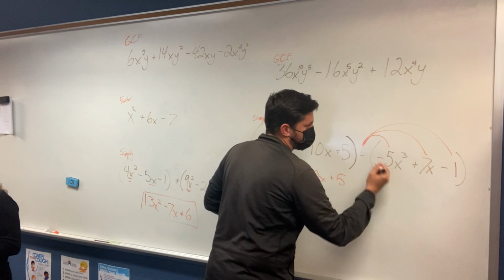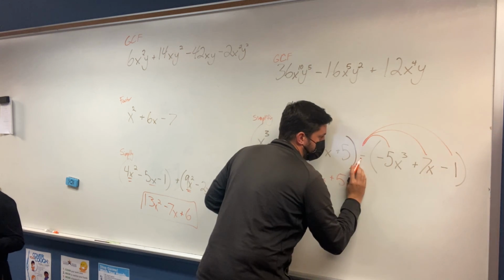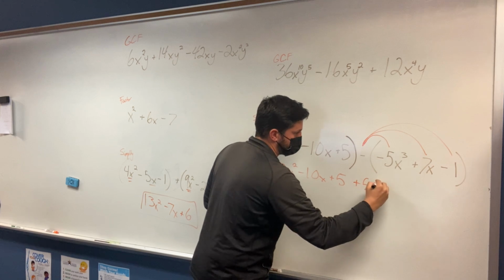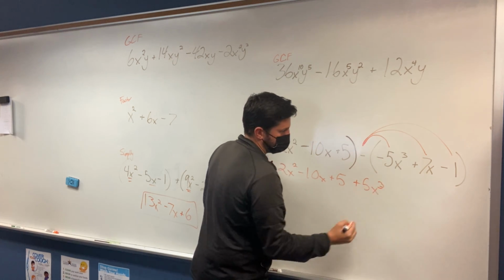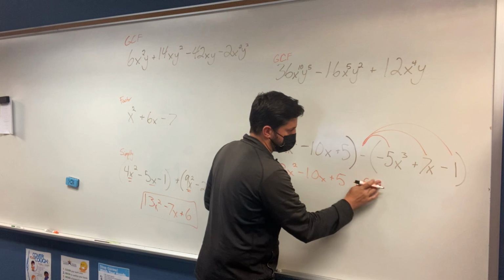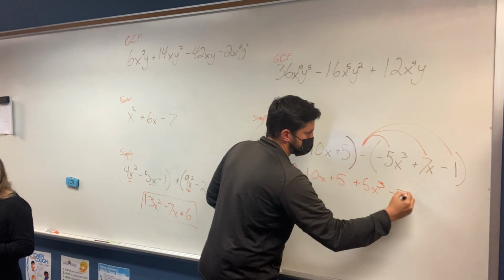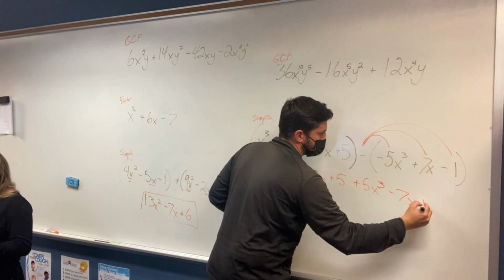But what's in front of this parentheses? A negative 1. A negative 1. So this is now plus 5x cubed. Whoa. Plus 5x cubed. Minus 7x plus 1. Okay?